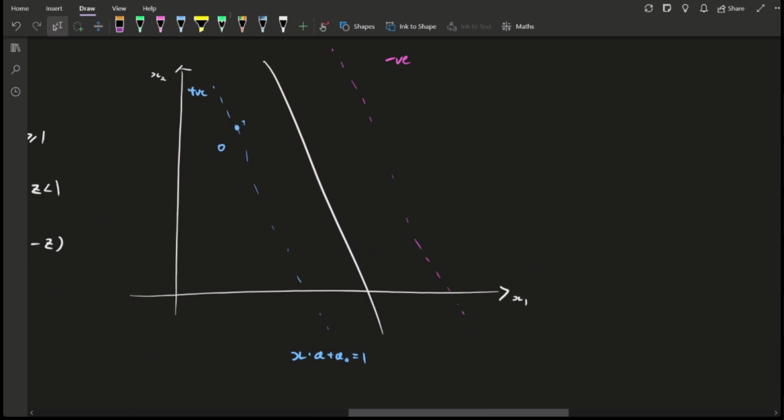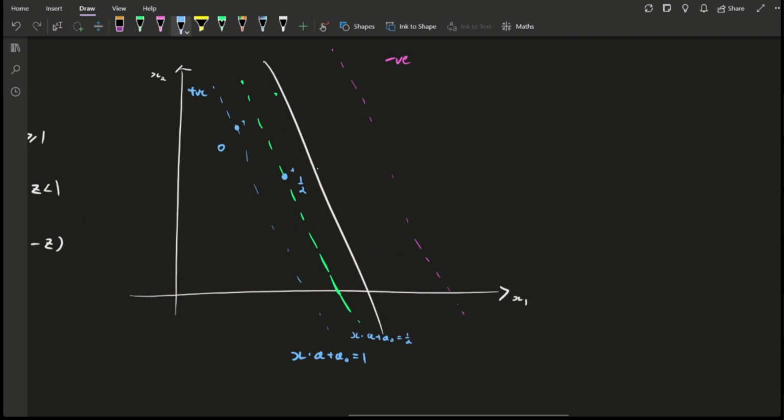And if you are somewhere halfway in between your margin and the decision boundary, so these two distances are the same, then the loss contribution by a point that lies on this line, which is still positive, will now be half, right? Because it's halfway through, so 1 minus half is half. That will contribute half loss.